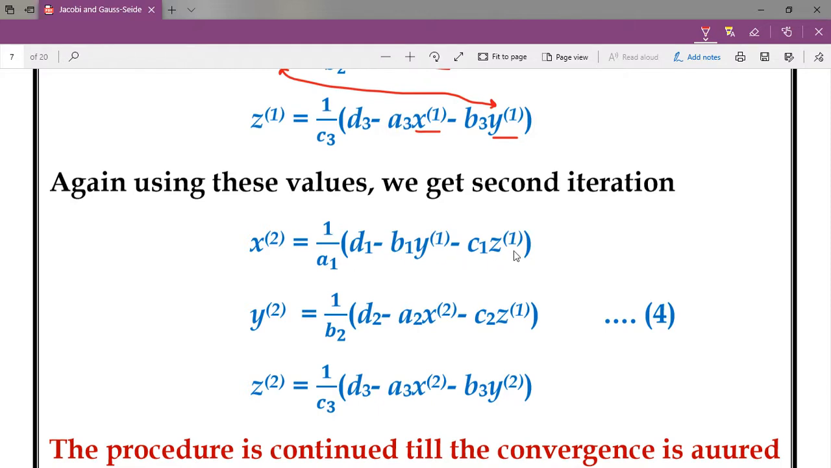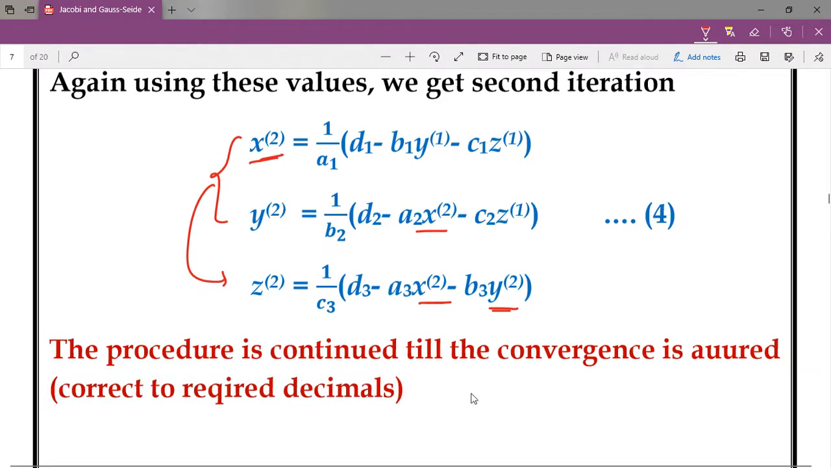So second iteration, we are using y1 and z1. In y2, already x2 is available, the latest root is available. It is x2. So that we are going to use here to find y2, and for z1, the latest root is z1 only. So while finding z2, x2 is available and y2 is available. We are making use of both these latest values in finding z2. Okay. So this is how the iteration process of Gauss-Seidel method continues. The procedure is continued till the convergence is assured. Here also the same thing, correct to required decimal places.